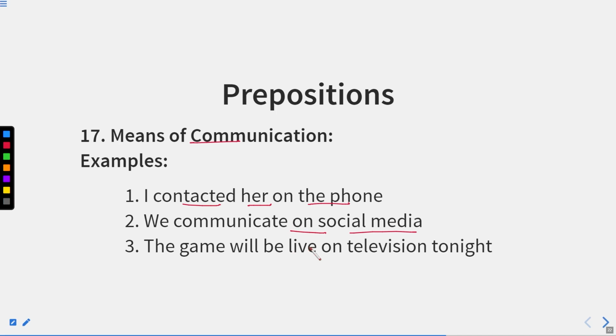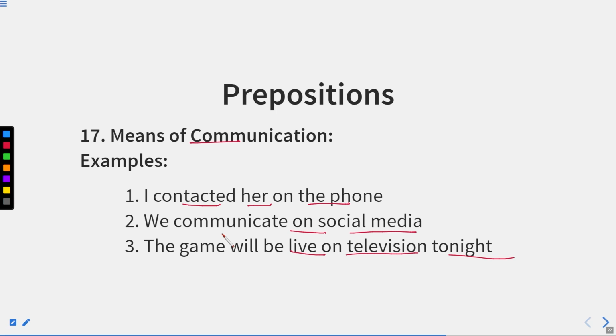The game will be live on television tonight. Now, for example, we see a match. So what happens? The match is live on the television. So television is just a medium of communication on which we are getting the information about the match, all the details about the match, through that particular television only. So it is live on the television, so we can use the preposition on for that as well.